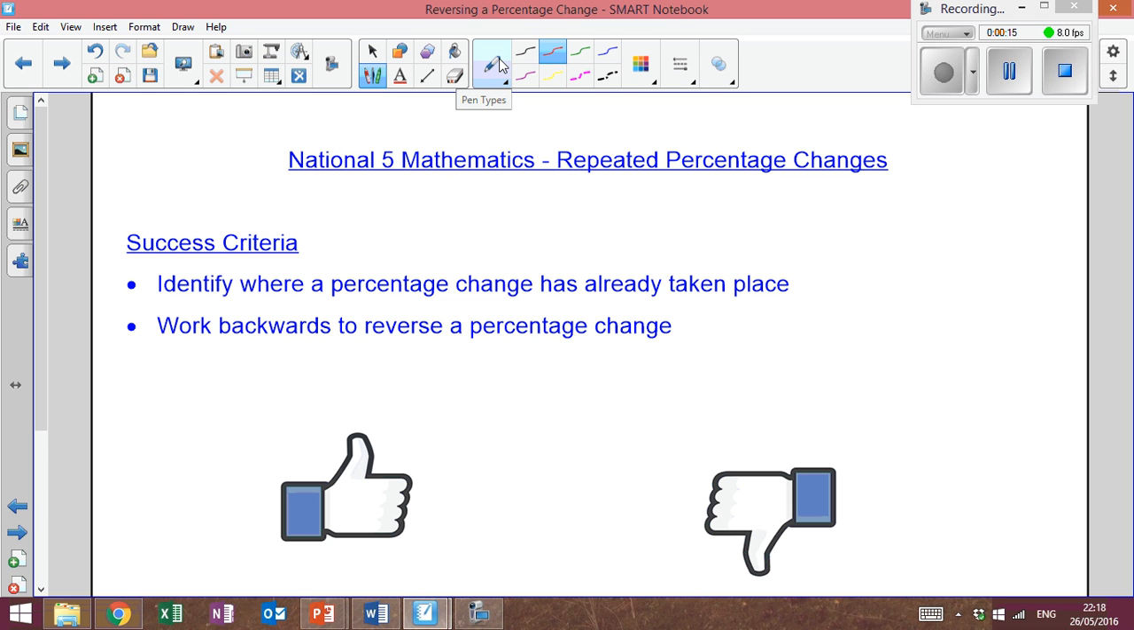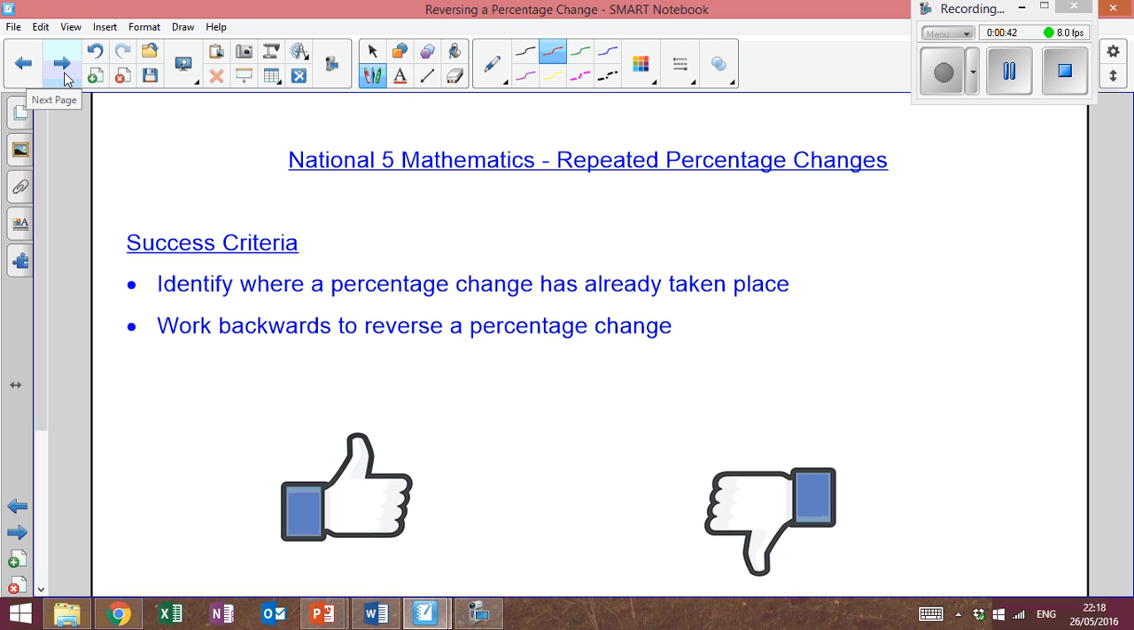The first thing we're going to look at is being able to identify where a percentage change is already taking place. These questions are tricky because they look exactly like the questions we looked at in the last video. Being able to identify when these questions are taking place is the thing that makes them a National 5 question. After identifying them, we then need to work backwards to reverse that percentage change and find out the 100% that we started from.